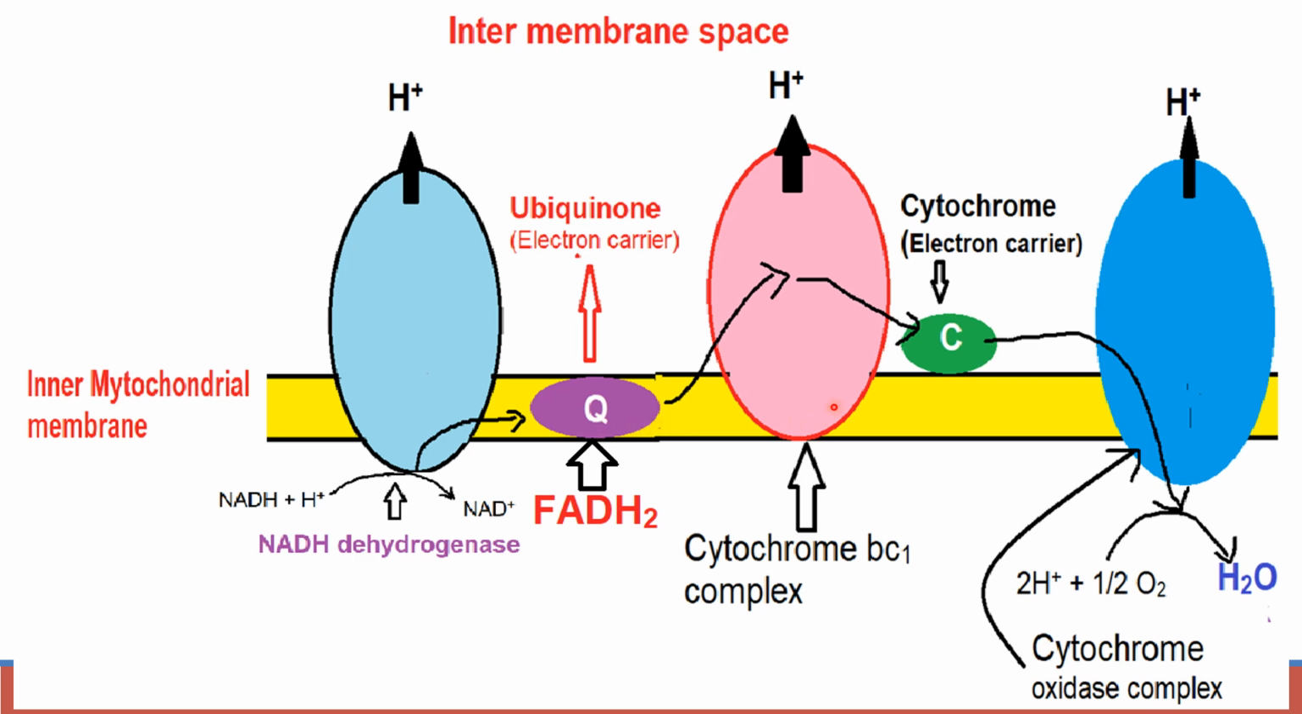Now complex 3 is the cytochrome BC1 complex, wherein again the electrons are transferred to cytochrome, which is an electron carrier, which transfers the electrons to complex 4. Here also, during this process, protons are pumped. In the last one, the cytochrome oxidase complex or complex 4, which receives electrons from the cytochromes, oxygen becomes the acceptor for the electrons, and finally it is converted to water. During this process also, as the electrons are transferred, protons are pumped into the intermembrane space.